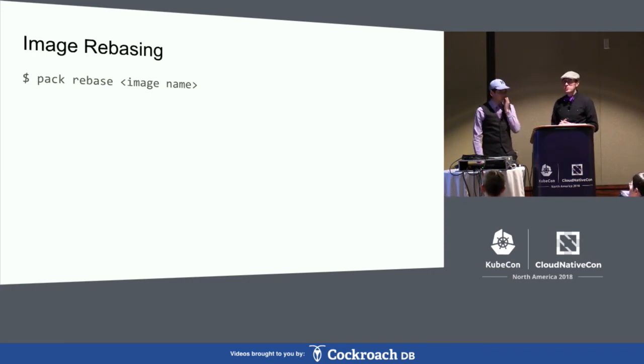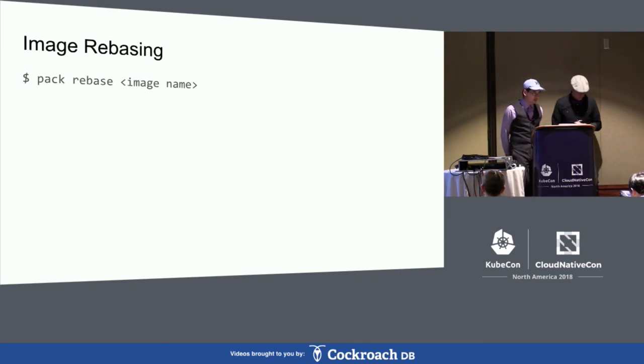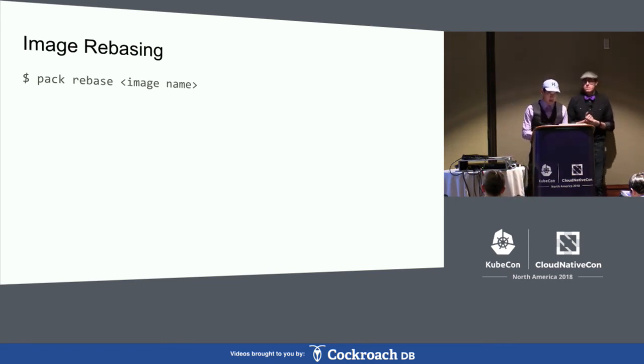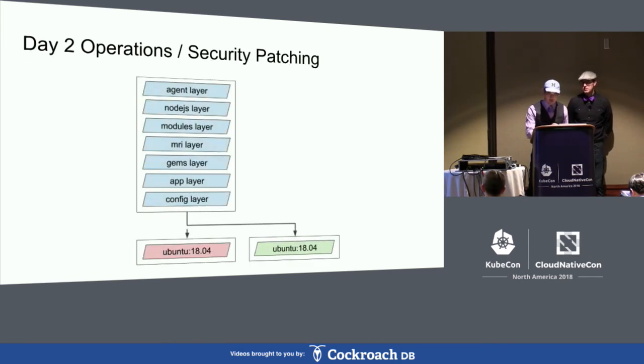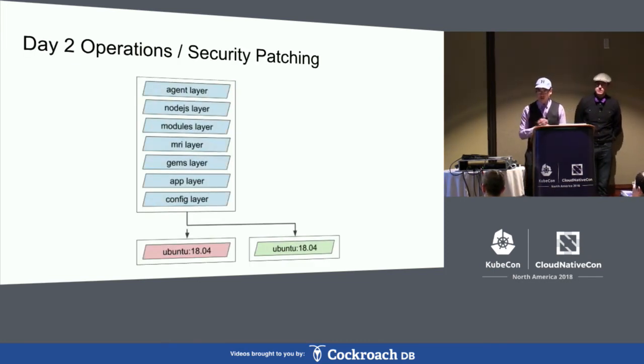It also allows us to do some more interesting things like rebasing. So the second command that we're going to talk about is pack rebase. When we're talking about the Dockerfile with day 2 operations, one of the things you have to do is rebuild your application, because the first line in your Dockerfile is that FROM command, like FROM Ruby. So if you update that Ruby base image with a security patch, it's going to blow away the layer caching for everything below it. So you pretty much have to rebuild the whole thing from scratch.